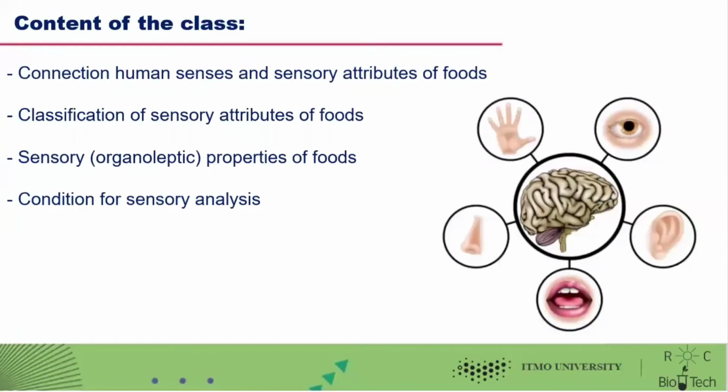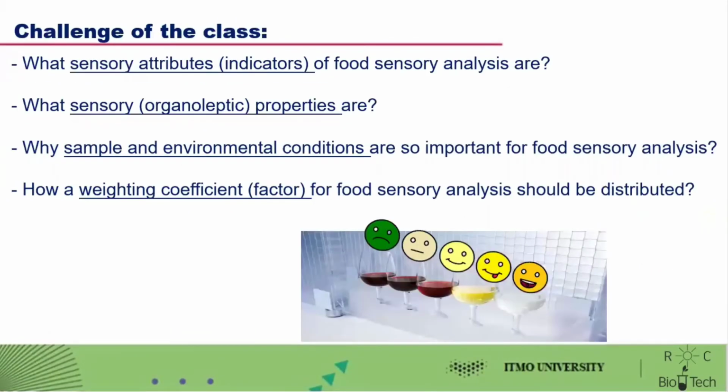So this presentation is focusing on several points such as connection of human senses and sensory attributes of foods, classification of sensory attributes of foods, sensory or organoleptic properties of foods, and conditions for sensory analysis. In the frame of the class, we will be able to answer several questions such as what sensory attributes of food sensory analysis are, what sensory properties are, why sample and environmental conditions are so important for food sensory analysis, and how a weighting coefficient for food sensory analysis should be distributed.